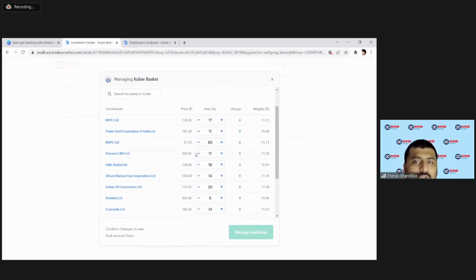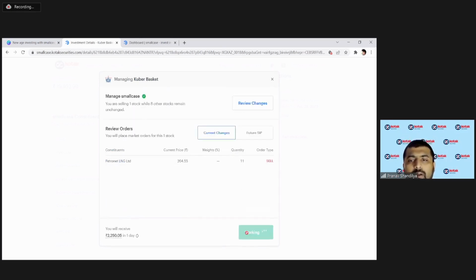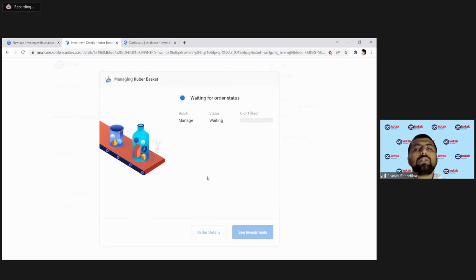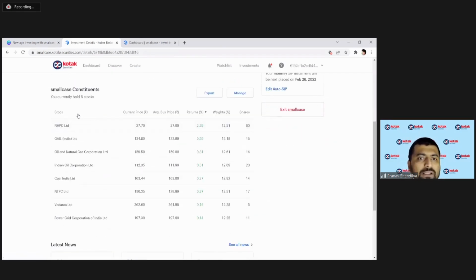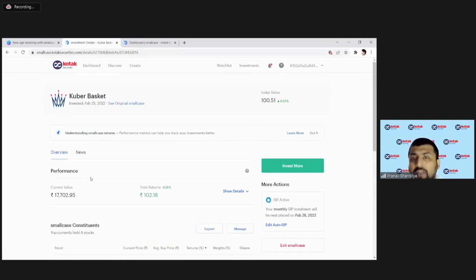So if you want to reduce a particular weightage, for example, let us say you want to take less exposure to Petronet LNG, you can click on the minus button here and decrease the number of stocks that you hold. If you want to completely remove it, you can click on the minus button till it becomes 0, confirm the changes over here, click on manage smallcase, and confirm orders. Once you do that, Petronet LNG as a stock will be completely removed from your basket. If you head over to your investments, you will not be able to see Petronet LNG. The system will start tracking your returns from that point onwards, as though Petronet LNG is not in your basket.